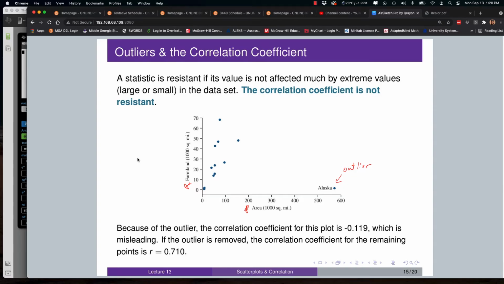But if we removed Alaska and said, well, Alaska doesn't have a lot of farmland anyway, why are we comparing it with all these other places that have a lot of farmland? Then removing that guy causes our correlation coefficient to be R equals 0.710, which is a much stronger relationship when we ignore that outlier. So sometimes in cases like this, it is permissible to remove the outlier. Still, the removal of outliers should be done very sparingly, but in this case it might be okay to do, depending on what the other states are in your sample.